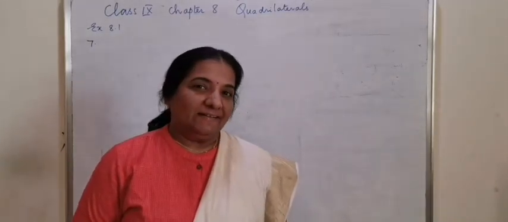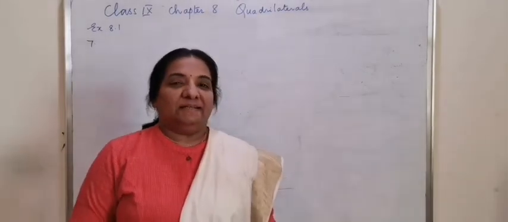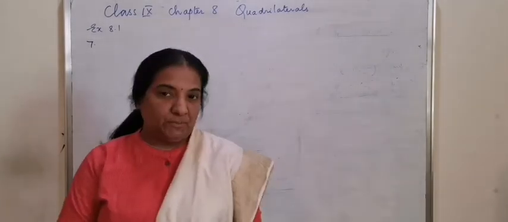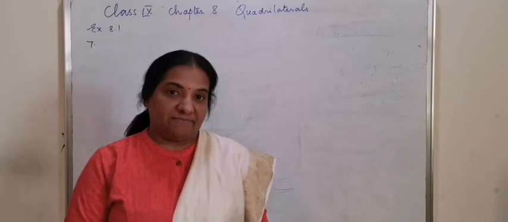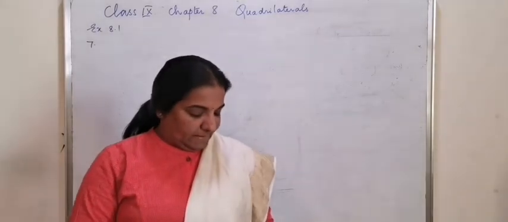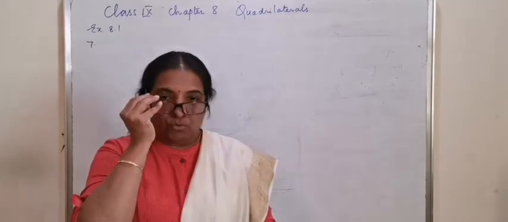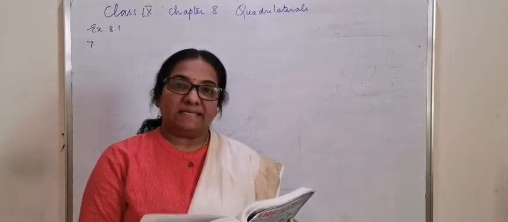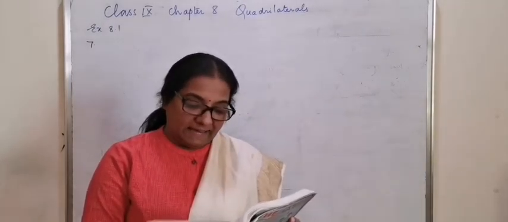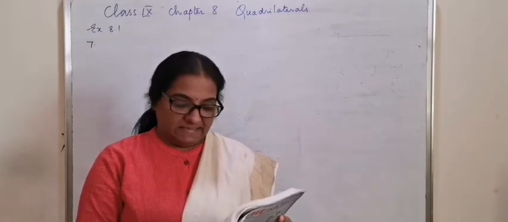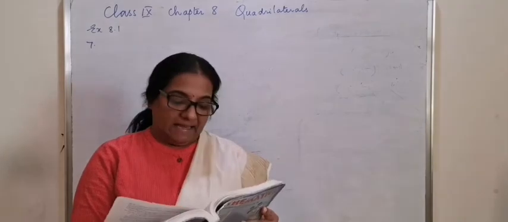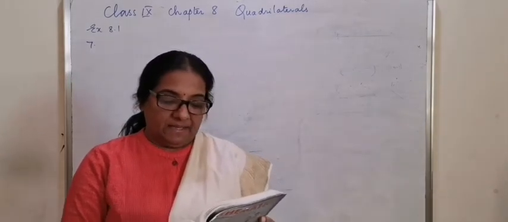Good morning, children. Let's continue with Chapter 8, Quadrilaterals, Exercise 8.1, question number 7. ABCD is a rhombus. Show that the diagonal AC bisects angle A as well as angle C, and diagonal BD bisects angle B and angle D.